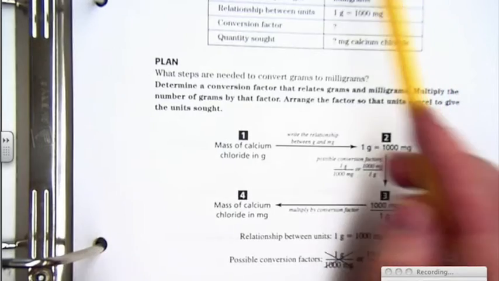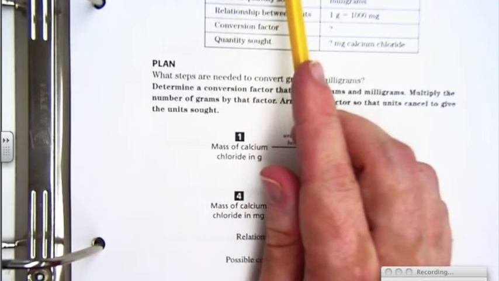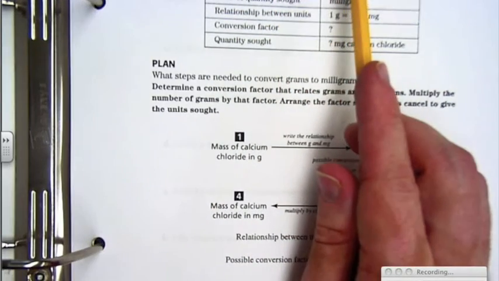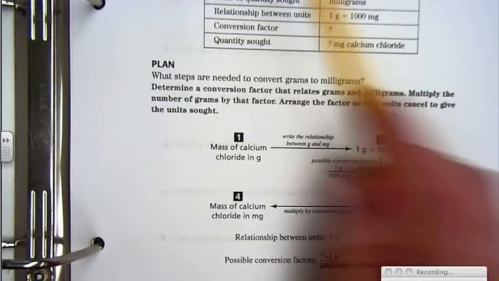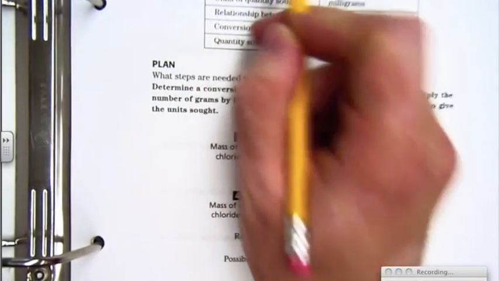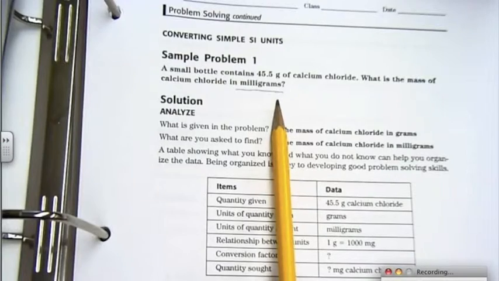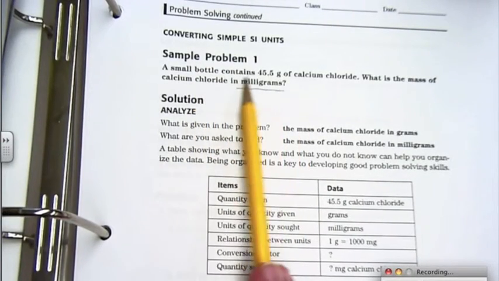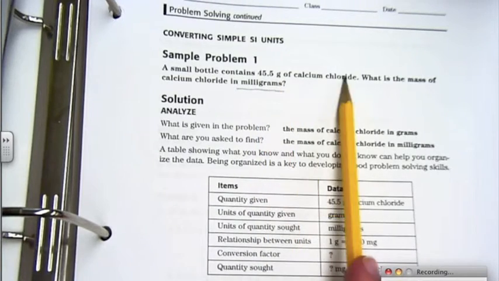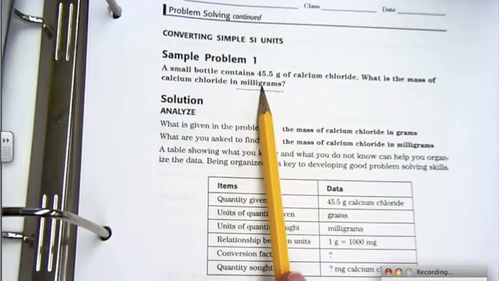Okay. Sample. A small bottle contains 45.5 grams of calcium chloride. What is the mass of calcium chloride in milligrams? I've got a question. Just a moment. So here's a sample problem. A small bottle contains 45.5 grams of calcium chloride. What is the mass of calcium chloride in milligrams?